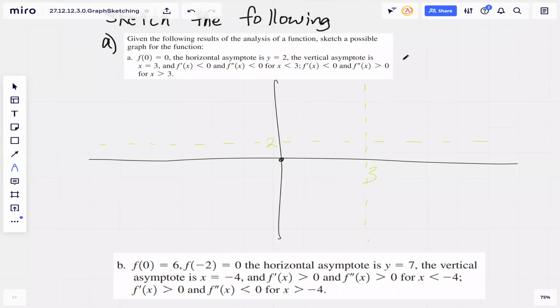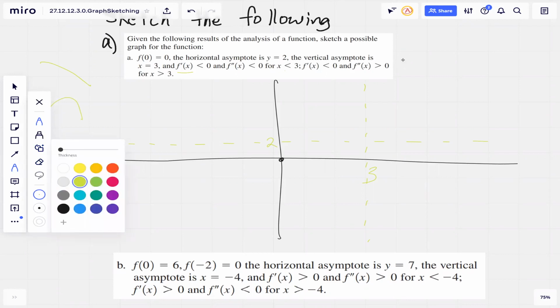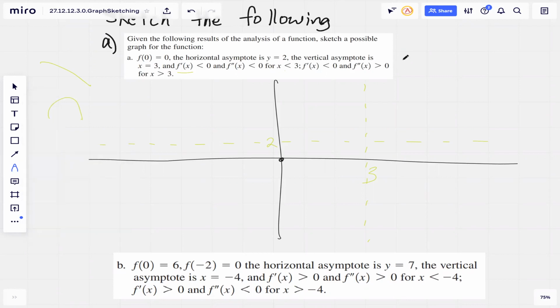And now let's look at these other conditions. The derivative is less than 0, so that means our function is decreasing when x is less than 3. And the second derivative is less than 0, so that means it's concave down. Should we use another color for our function? Let's use blue. Our function has to go through the point 0, 0, so it kind of looks like this.